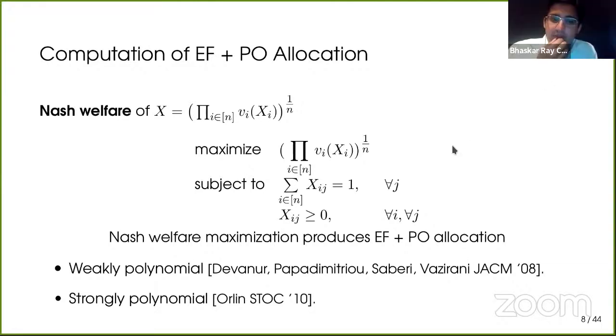Weakly polynomial means that both of them need to be in polynomial space, and the number of arithmetic operations can also depend on the bit size of your input. For instance, if your maximum valuation is v, in a weakly polynomial algorithm, it can also depend on log of v. It's also polynomial. In a strongly polynomial time algorithm, it will only depend on n and m. There won't be any dependency on log of v.